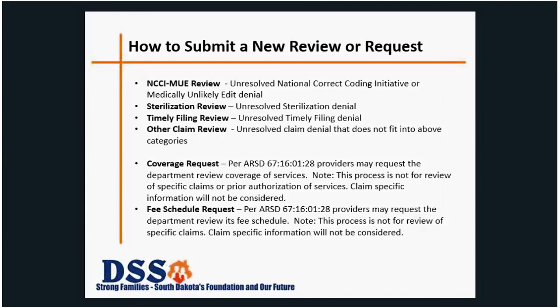The coverage request is for review of new services, so that could be either diagnosis codes or HCPCS or surgical codes. The fee schedule request is specific to the payment rate of covered services. And we want to note that claim-specific information will not be considered for the request. So if you have a claim that's already been denied, if you put in a request and we review it and approve that request, that will not be retroactive to cover your claim.